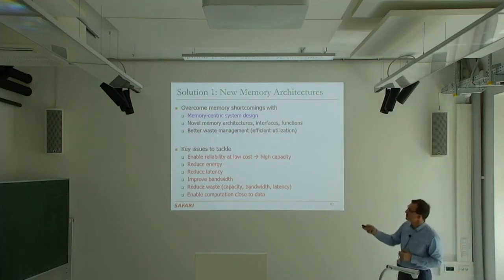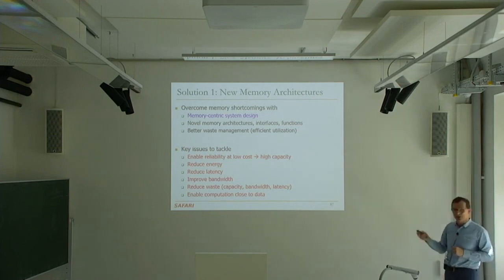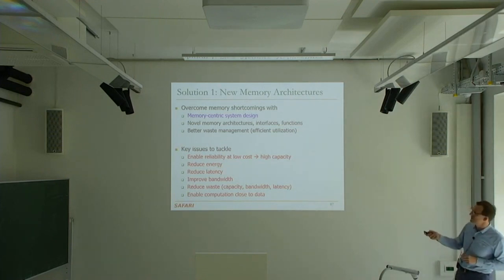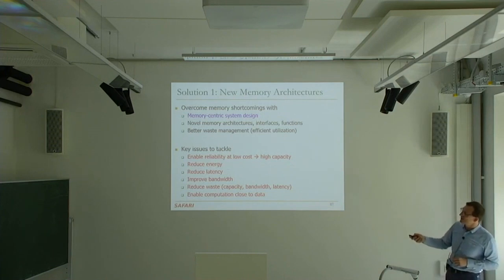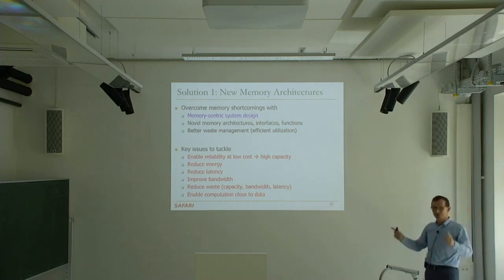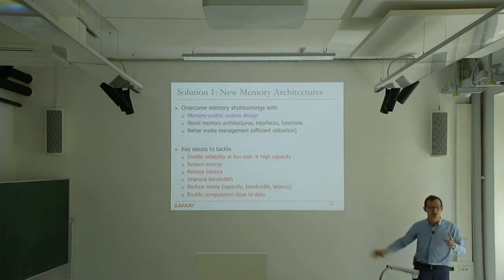So there are some key issues to tackle. We're going to cover all of them. Enabling reliability at low cost is very important, I think, because this leads to high capacity. At the same time, we want to reduce energy. At the same time, we want to reduce latency. And if you look at reliability and energy, these are two sides of the same coin. You can always become more reliable by expending more energy and more cost.